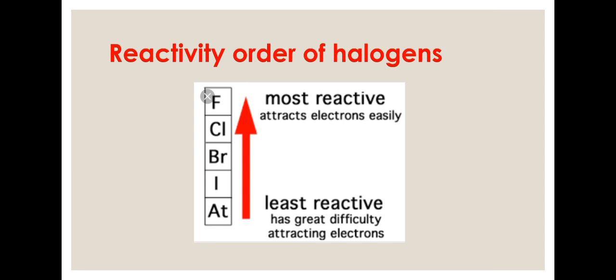Look at the reactivity of halogen atoms. Fluorine is the most reactive element, then chlorine, then bromine, and iodine. And we can say that the element which is at the top is more reactive, and the element which is lower in the group of halogens is least reactive.